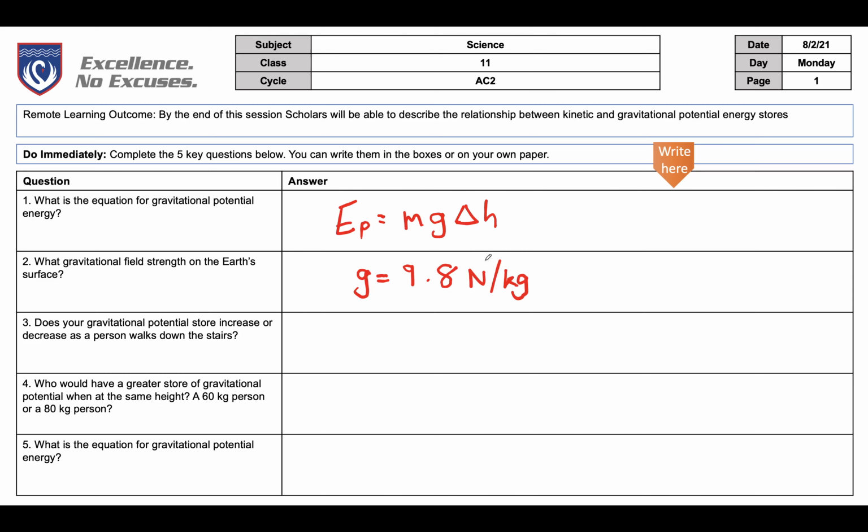Next, does your gravitational potential store increase or decrease as a person walks down the stairs? If you're going down the stairs, you are losing potential energy, so your store will decrease.